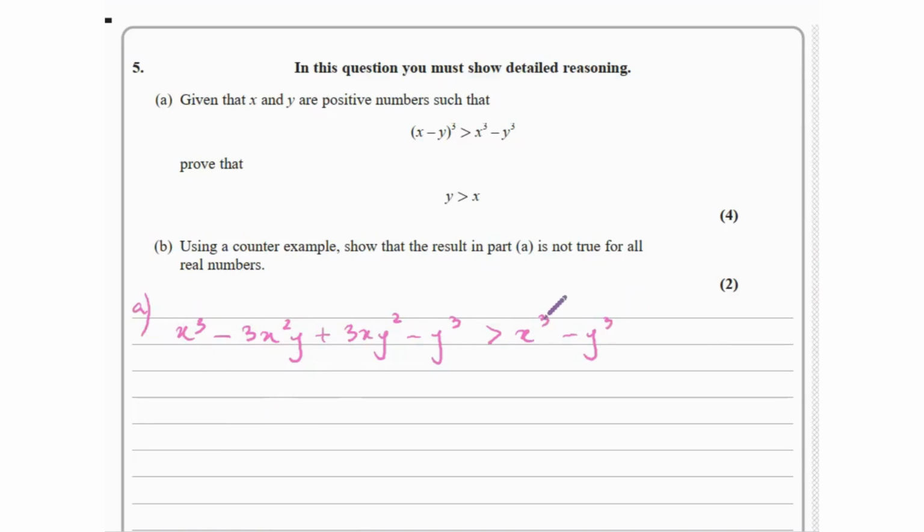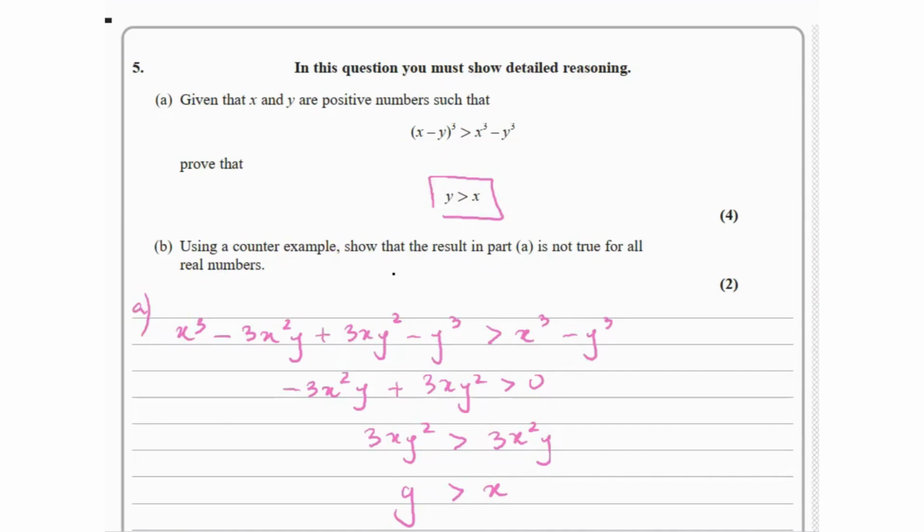x³ minus x³ is going to be 0. Negative y³ plus y³ is going to be 0. So we have −3x²y + 3xy² greater than 0. 3xy² is greater than 3x²y. 3 divided by 3 is 1. There's going to be y over here because y² divided by y is y, and x² divided by x is x. So y is greater than x, as given in the question.